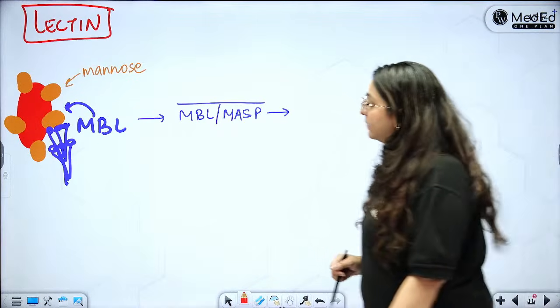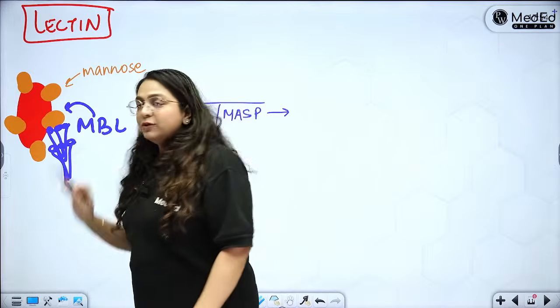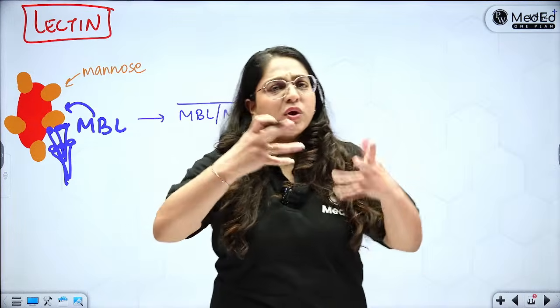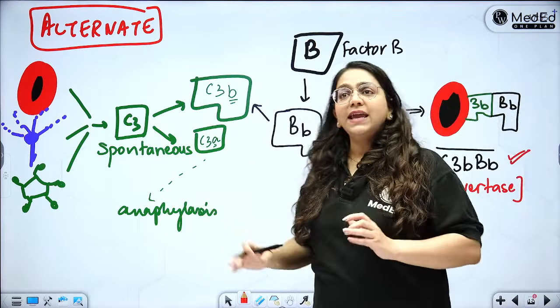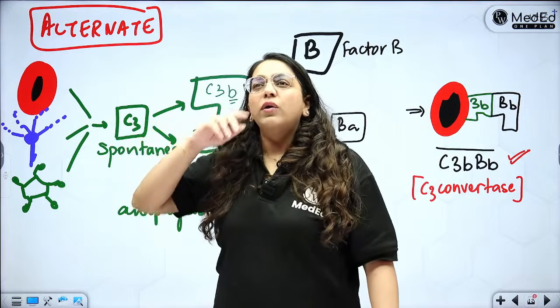What was happening in the lectin pathway? Bacteria had come, mannose binding lectin comes. So, there is no involvement of any antibodies in the lectin and alternate pathways. Right, directly the complement is going, what is happening?